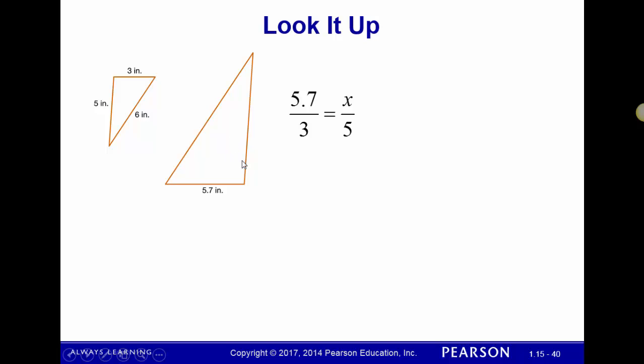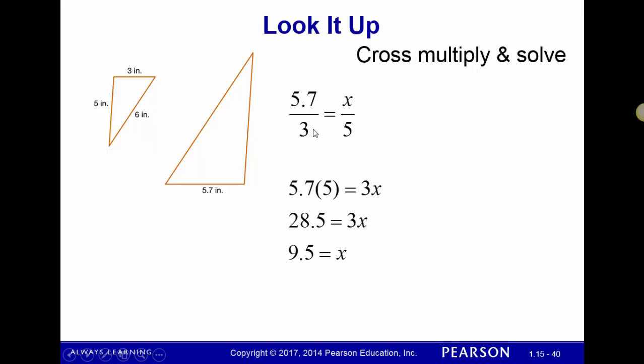Alright, so first of all I'm going to set up my ratios. So 5.7 is to 3, and I'm going to find x is to 5. Cross multiply and solve for x, and I get 9.5. So this side here is 9.5.